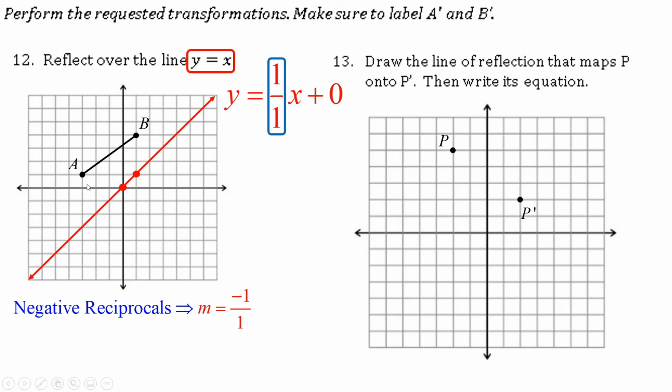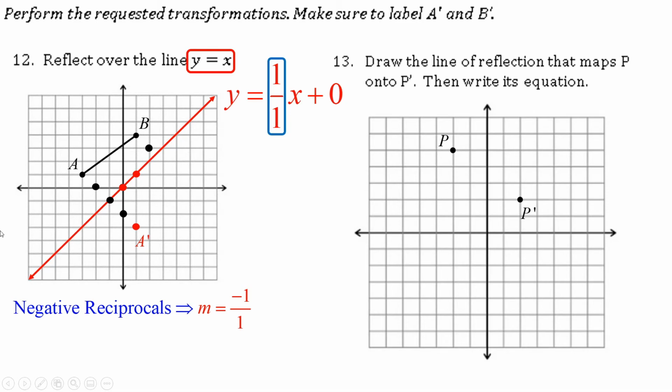So let's go from point A and apply that slope. I'm going to drop 1 and then run 1. Well, I'm not quite over the line yet, so let's do it again. Drop 1 and run 1. Now I'm on the line. Oh, that's perfect. That means if I do that slope 2 more times, drop 1, run 1, drop 1, run 1, that right there will be my A prime.